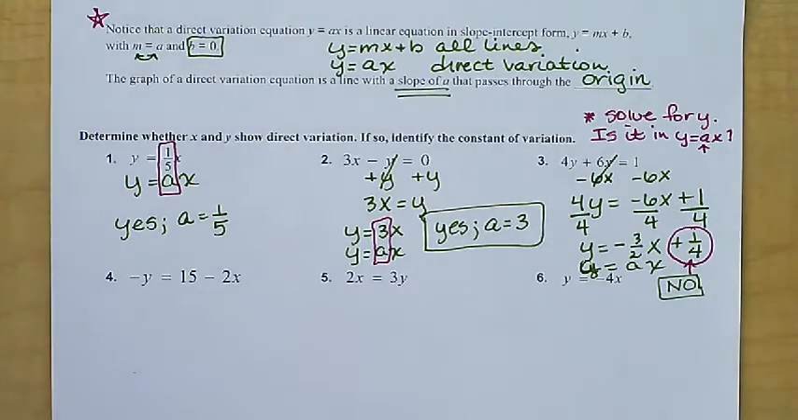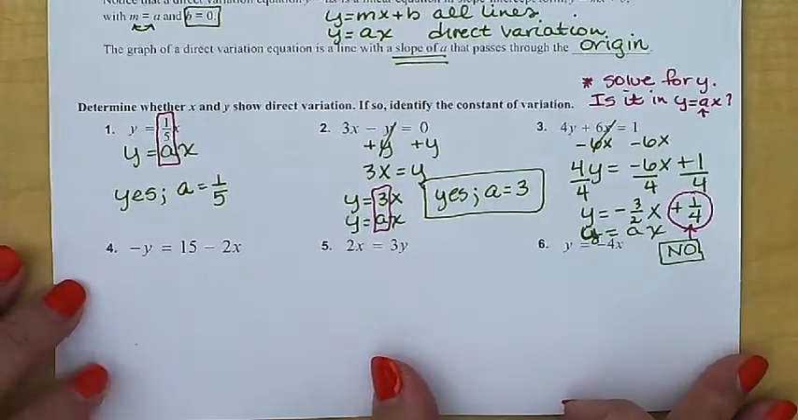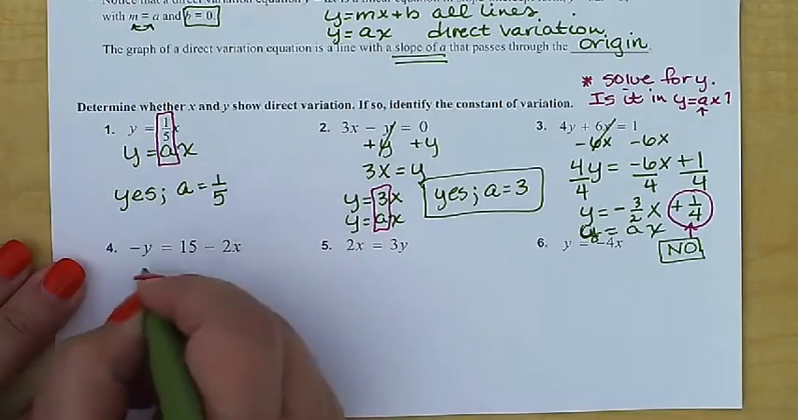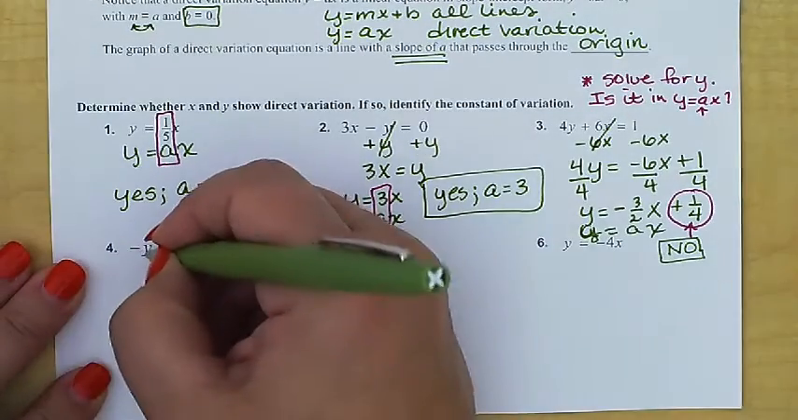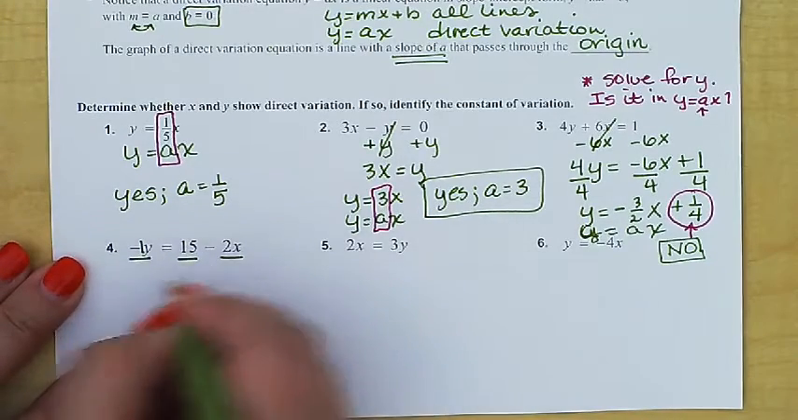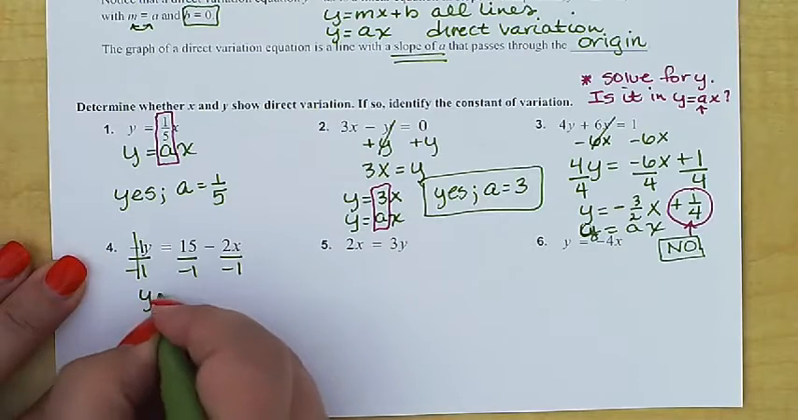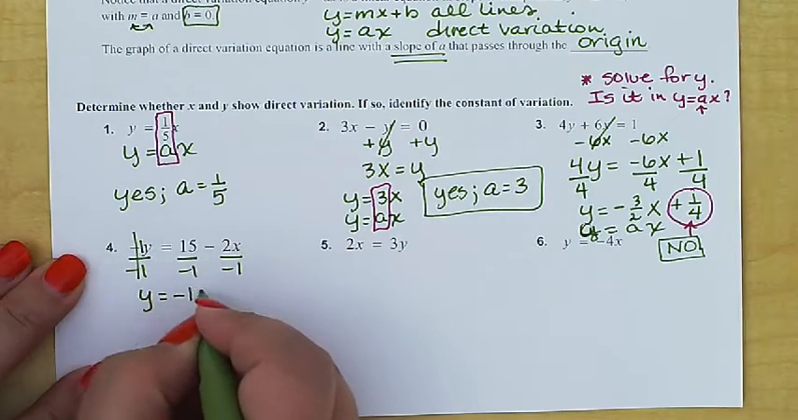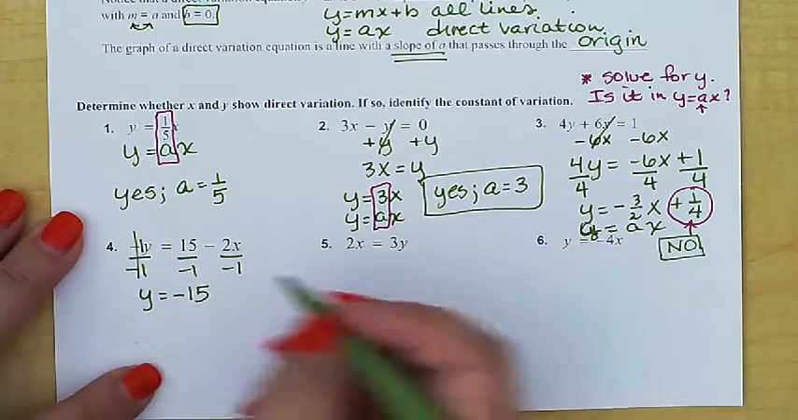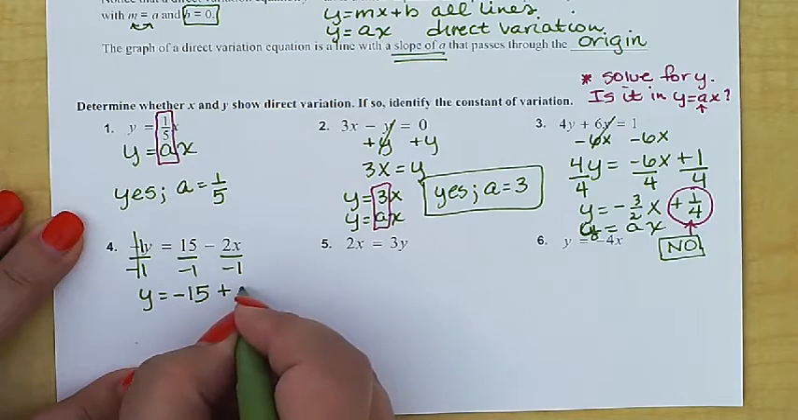So let's see, try this next one, and then you can decide if you think that that is a direct variation. Okay, so if you've tried it, first of all, we want to get y alone. So having a negative in front of this is like having a -1. And so to get rid of that, we'll divide everything by a -1 all the way across. That way the negative goes away. So we'll get y equals 15 divided by a -1 is a -15. Negative here divided by a negative becomes a positive 2x.